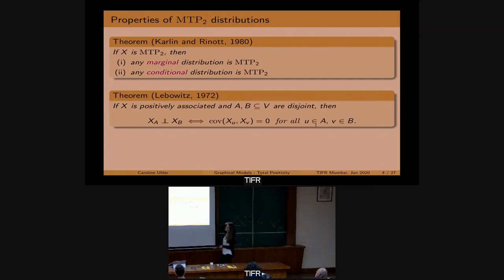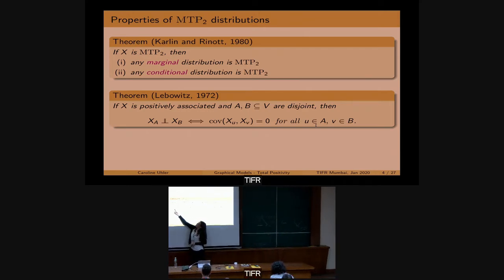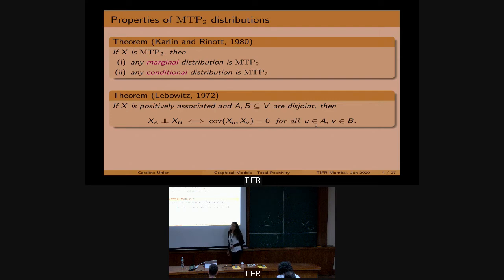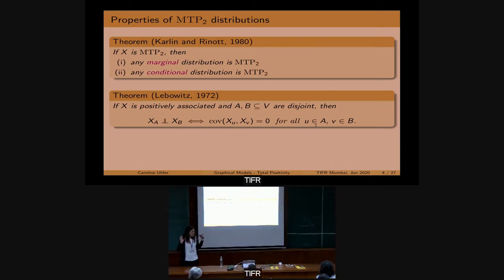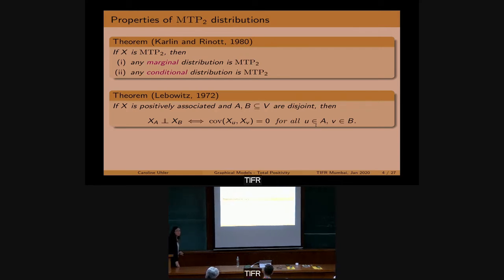First of all, you have basically the Gaussian properties. If I have an MTP2 distribution and I take a marginal, it's again MTP2, and if I take a conditional, it's again MTP2. And a very nice property is that independence is equivalent to having a zero in the covariance. That's usually only the case for Gaussians, but for MTP2 distributions that's enough, just because you have this strong form of positive dependence. Whenever I get a zero here, I already know that I'm independent. These are some very well-known properties of MTP2 distributions.